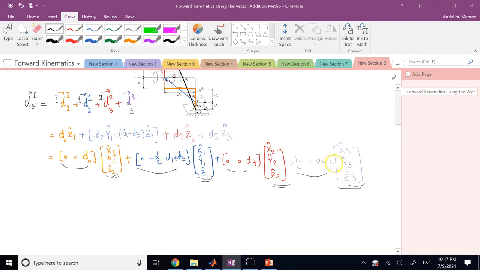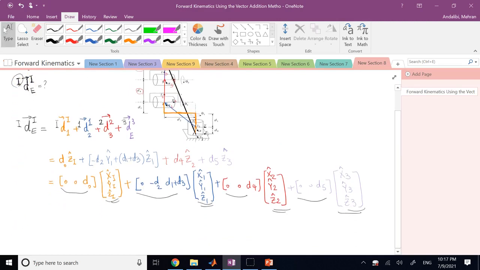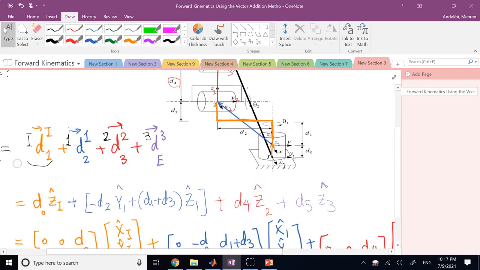And d of 3 with respect to 3 is written in frame 3. And since the reference frames here for each one of these vectors is different, I cannot simply add them together and get what I need, which is all written in frame I. Remember, I needed everything in frame I. So I need to make sure that only the first one matches the left-hand side in terms of the reference. I need to make sure that this 1 is somehow turned into I, this 2 is turned into I, and this 3 is turned into I, right?